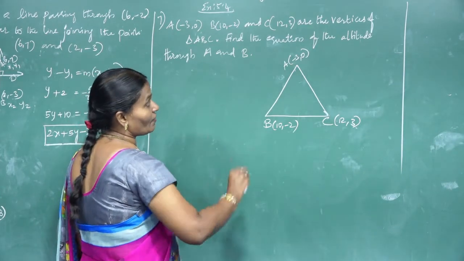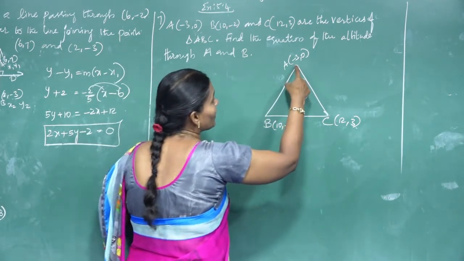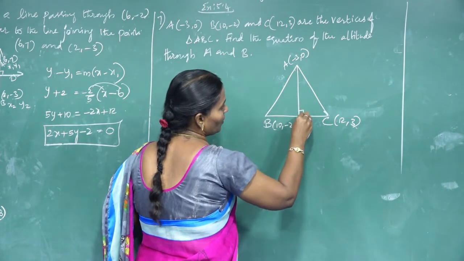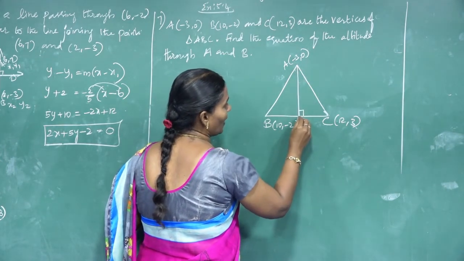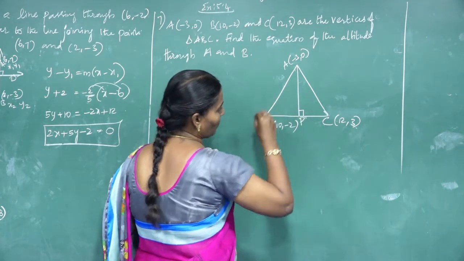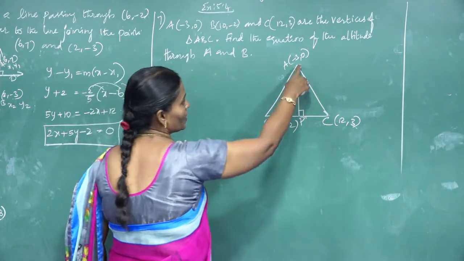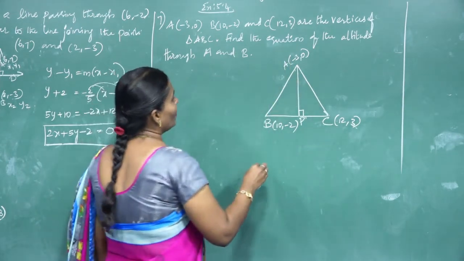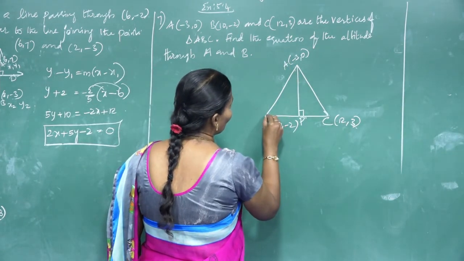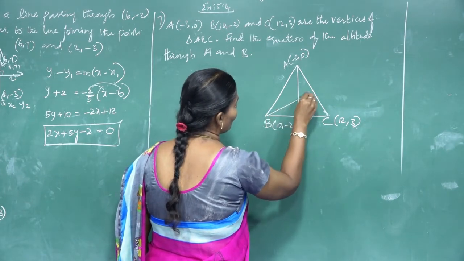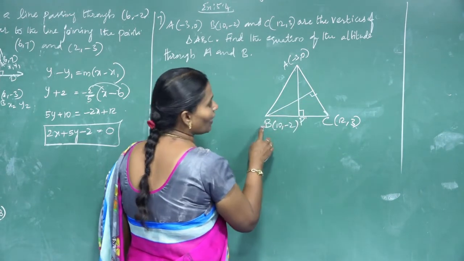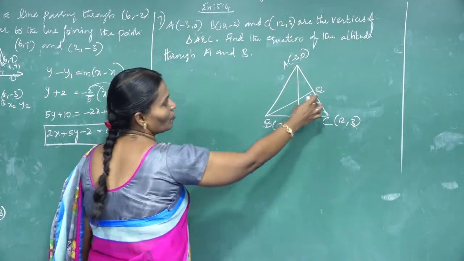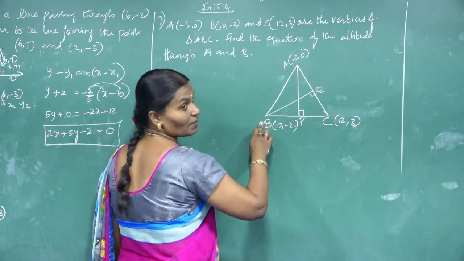Find the equation of the altitude through the vertex A. Altitude means height. So consider this is A, and here you give the name P. This is the altitude from the vertex A. Then one more: you have to draw the altitude from the vertex B, and give the name Q. So BQ is the altitude from the vertex B.